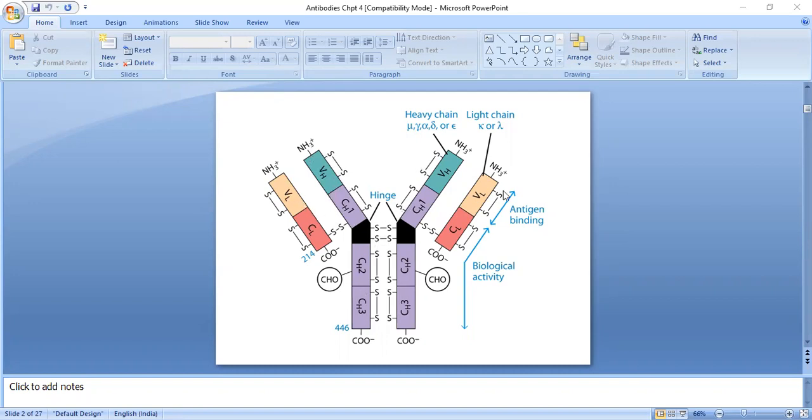See, the upper end of the immunoglobulin structure ends with the amino functional group. The lower part ends with the carboxyl group. Then coming to the next slide.